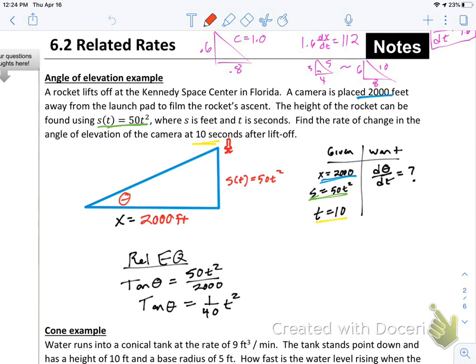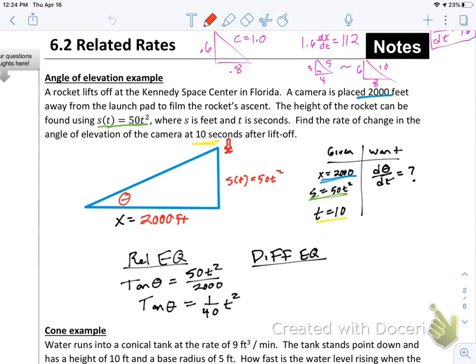Any constant you have, things that don't move or change size or length in the problem, can be subbed in right away to the picture and can be part of your relation equation. 2,000, that distance between the camera and launch pad, is a constant, so I've put it in the problem. It'll make the problem easier when you put in things that are constant right away.